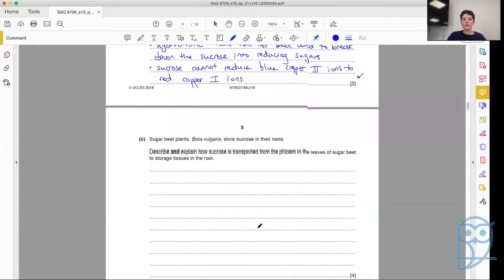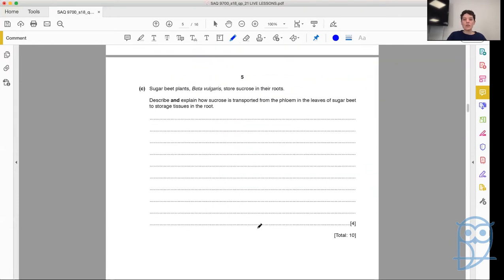So moving on to C. Sugar beet plants, Beta vulgaris, store sucrose in their roots. Describe and explain. So we need to describe and we need to give the reasons, the details, the technicalities. How sucrose is transported from the phloem in the leaves of sugar beet to storage tissues in the root.